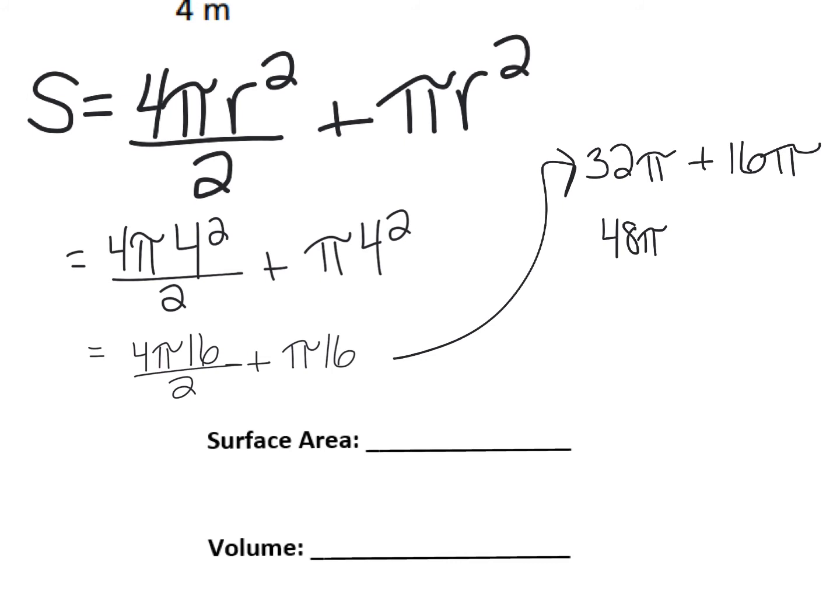And I got 150.79. Going ahead to look at that 7, my 9 tells me to bump it up. So when I rewrite my surface area, I have 150.8. I am working with meters, and this will be surface area, so it's squared.